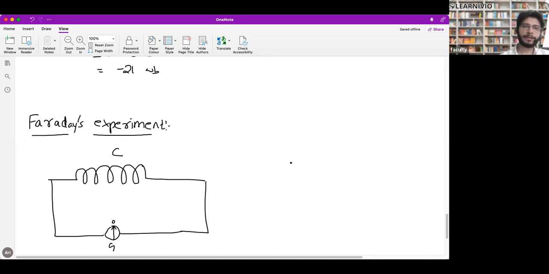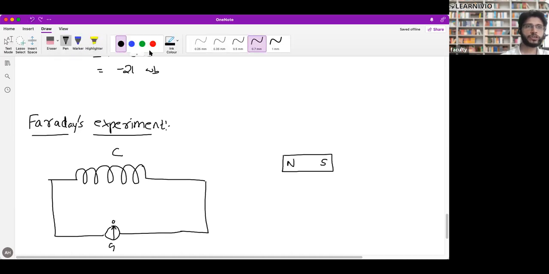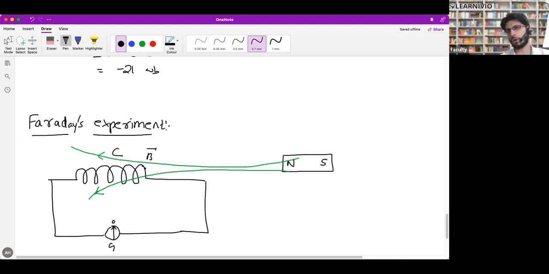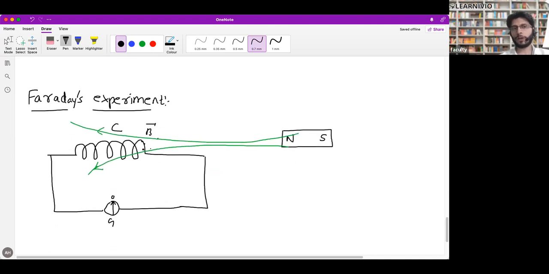Then what Faraday did, he took a magnet, with a north pole and a south pole. This magnet generates some magnetic field. So what is the flux? You can see if the magnetic field is passing through this coil, that means some flux is linked with the coil. If the magnet is stationary, then the flux linked with the coil is constant.